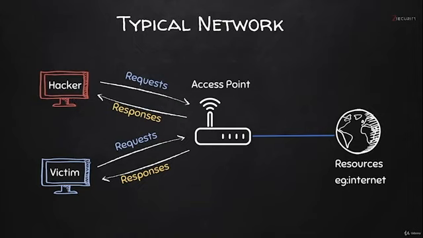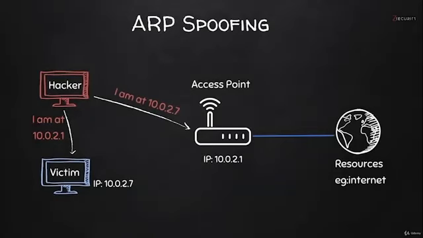So if the hacker or the victim or any other computer on the network wanted to send a request, they will send that request directly to the router. Now what we can do is we can exploit the ARP protocol and send two ARP responses, one to the gateway and one to the victim. We're gonna tell the gateway that I am at the IP of the victim, so the access point will update its ARP table and it will associate the IP of the target with my MAC address.